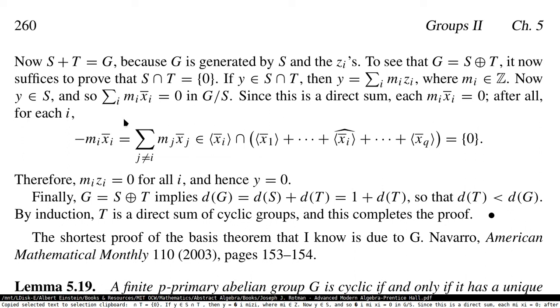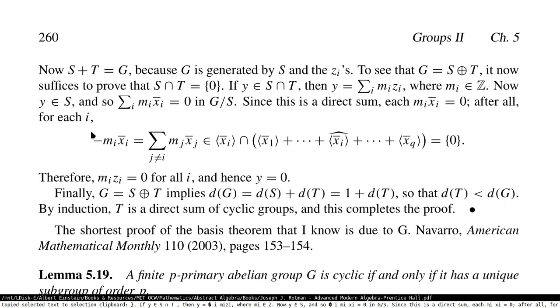And this thing belongs to, this is exactly what we were saying before, Si intersection the summation that excludes the Si. So here the cyclic group generated by xi and the cosets of it is excluded from the sum, and this thing is that. So this is equal to 0. Therefore mi zi is equal to 0 for all i, hence y is equal to 0, right? So this is a direct sum indeed.